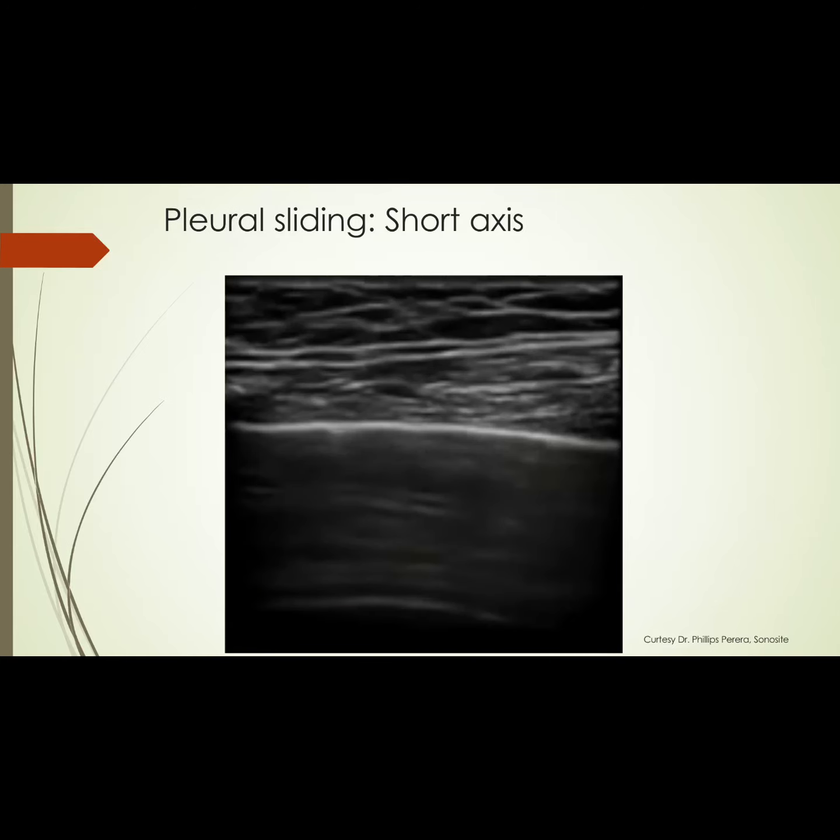And here's pleural sliding in the short axis. And you can see the pleura here. You can again see the little bright lights coming off of it. Those are called comet tails. And these little white lines here, not the best showing up here, but those are A lines.